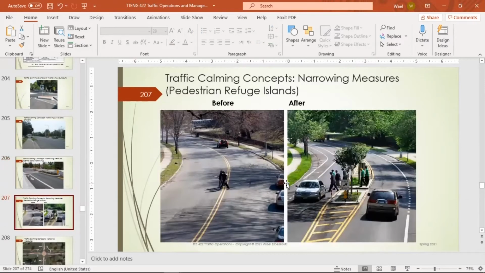So as you can see here, that's an example for pedestrian crossing. Now they have this island. This island works as a refuge for them, so they can cross half the street. Okay, so they can cross from here to here, then they wait here, then they continue crossing. But in the initial case, they have to cross all the way in one shot.